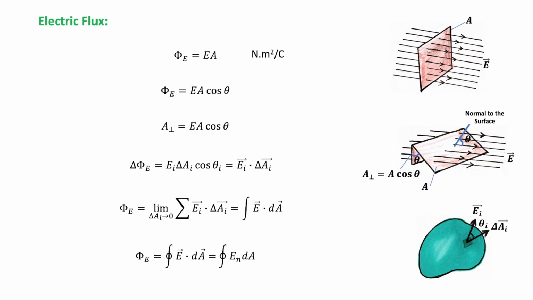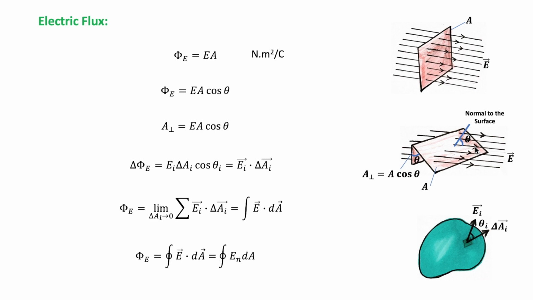So if the area is not perpendicular to E, as you can see here, then fewer lines pass through. And in this case, the area that counts is the projected area A perpendicular, which is equal to A cosine theta. And the electric flux of a uniform electric field is given by this equation, okay? So theta here is the angle between the normal to the surface. This is the normal to the surface and E.